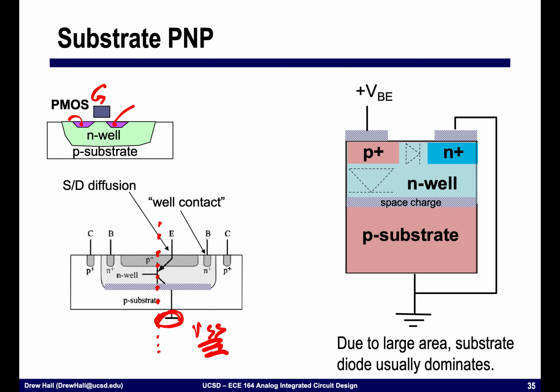It's exactly the same thing. The only difference is that here we're using a different geometry in order to make the device. These typically have a fairly large area in order to get the right area of the BJT for the substrate PNP.